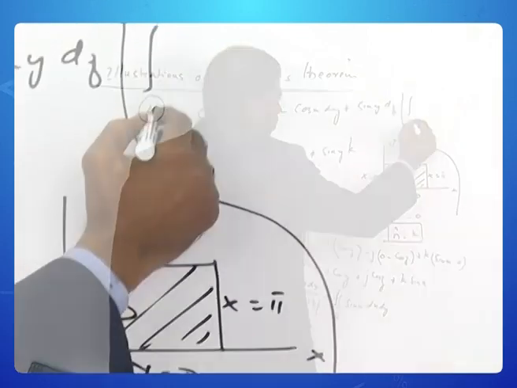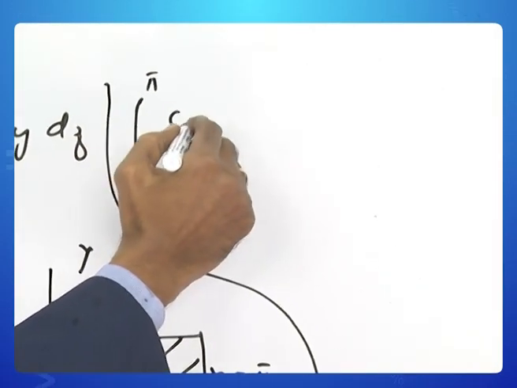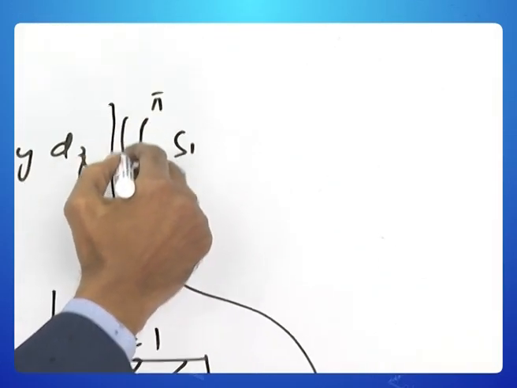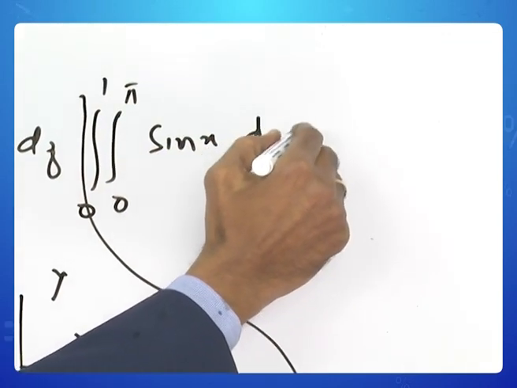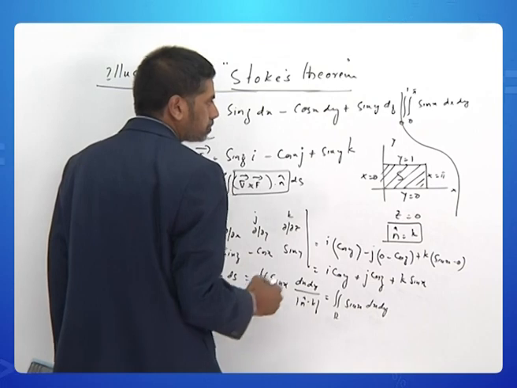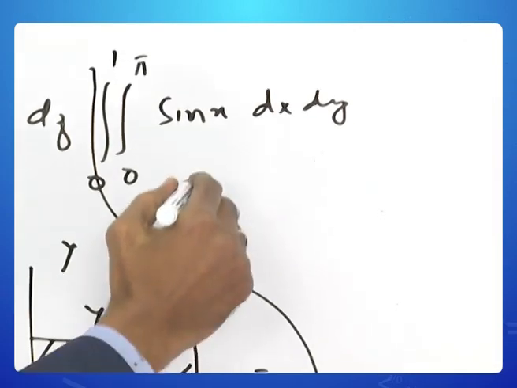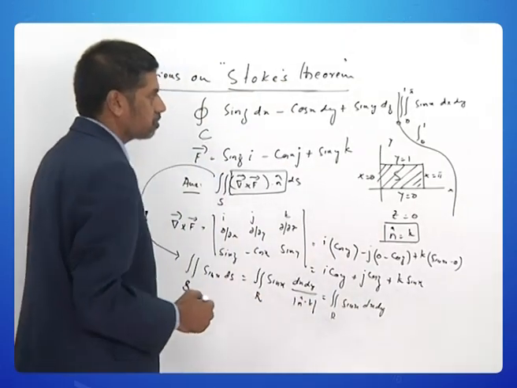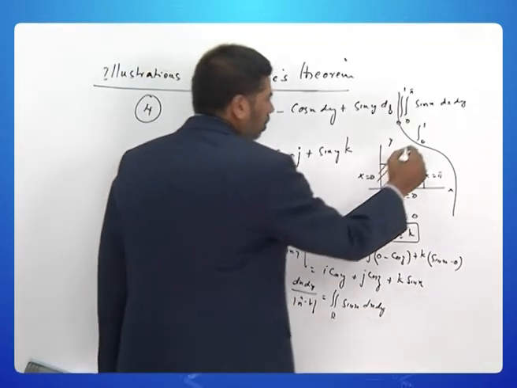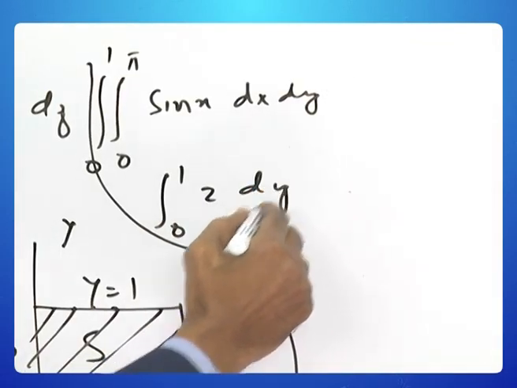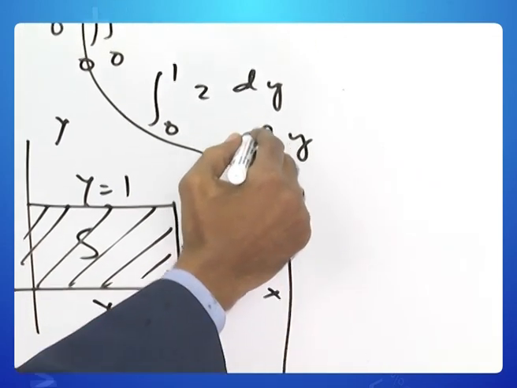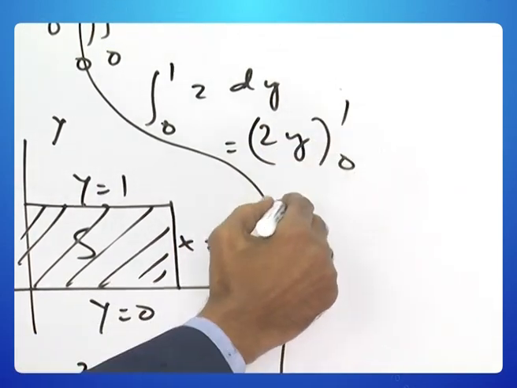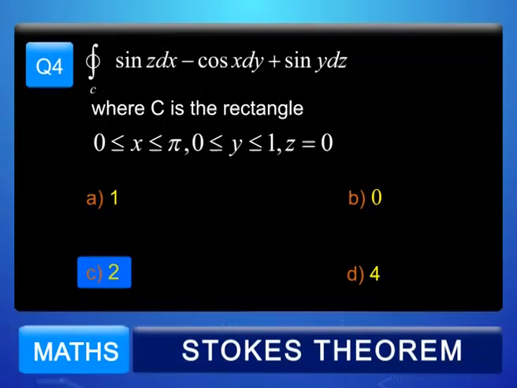So this will be 0 to pi and 0 to 1, sin x dx dy. Integration of sin x from 0 to pi would be 2. So this becomes 2y, from 0 to 1, so it is 2. So the correct option for this problem is C.